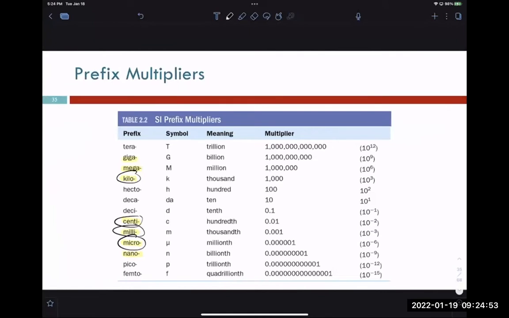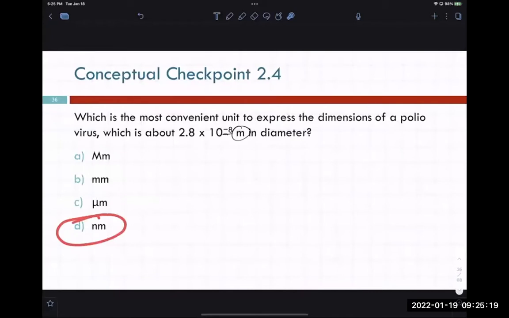We can look at these over here, and we want to pick one of the ones that's close to it. And here, in this case, probably just go with the closest one, 1 times 10 to the negative 9. So that's going to be sort of 1 decimal place smaller than our number. So that would be nano. So if we wanted to express this in nanometers, instead of 2.8 times 10 to the negative 8, this would be 28 nanometers.